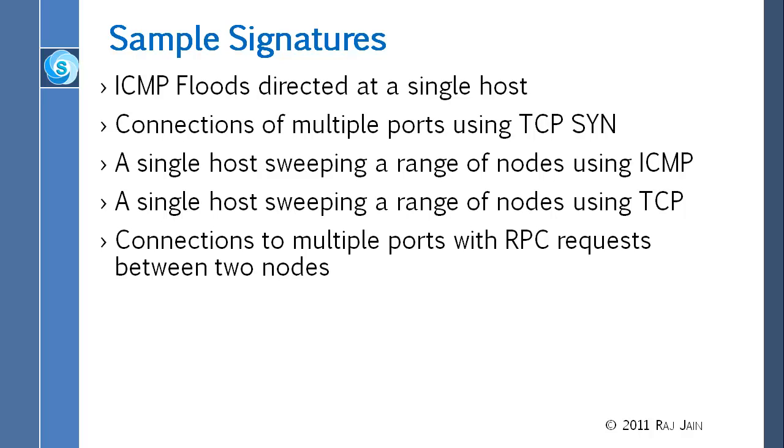And connection to multiple ports with RPC request between two nodes. RPC is remote procedure call. So some computer might call some other computer and find out what the ports are, and on that port ask for something to be executed. Anyway, so those are all examples only of signatures. And there are many IDS systems. I will not go into any of the products here, but if you go to Wikipedia, you will find many. They will do this kind of detection.